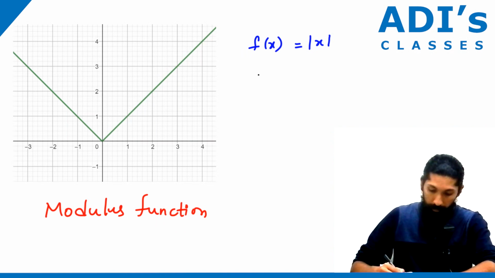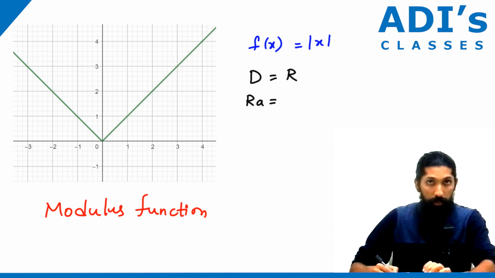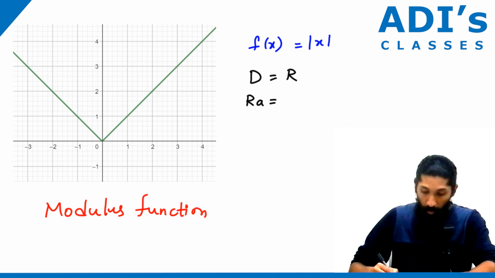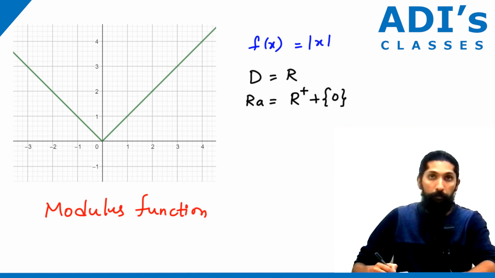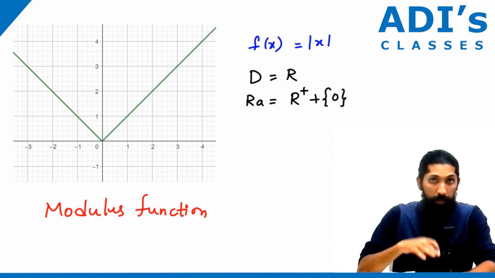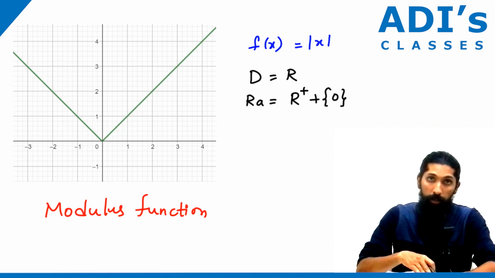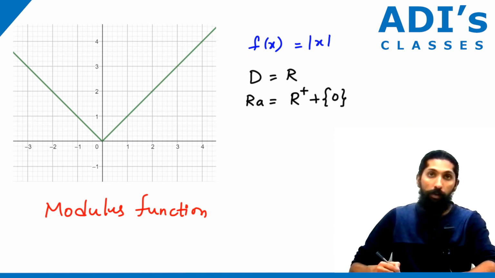Now coming to the domain and range. So domain is set of all real numbers. Give any value. But when you talk about range, it is basically all positive real numbers including 0. In the sense, it can take any positive value including 0, but there are no negative values. That's why it's R plus and 0. This becomes the domain and range for a modulus function. Alright.